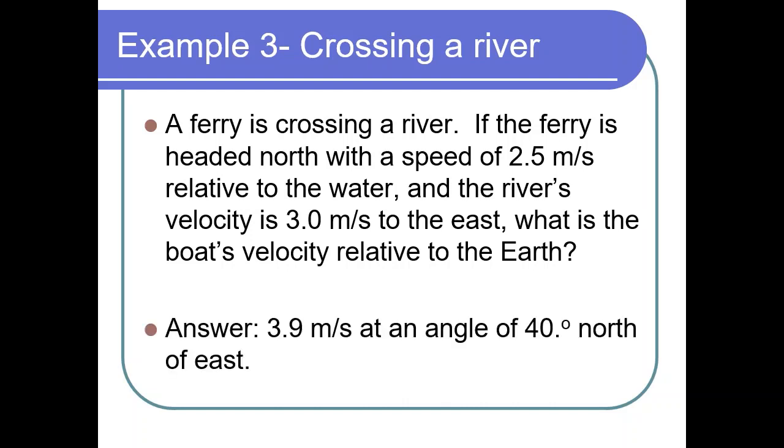You should have found out that the velocity of the ferry relative to the ground or the earth is 3.9 meters per second at an angle of 40 degrees north of east. So I have 3 short practice problems for you to work on and a link on the coming up page on Canvas. Finish up those really quickly, and then we will review or start learning about another application of motion in 2 dimensions called projectiles.